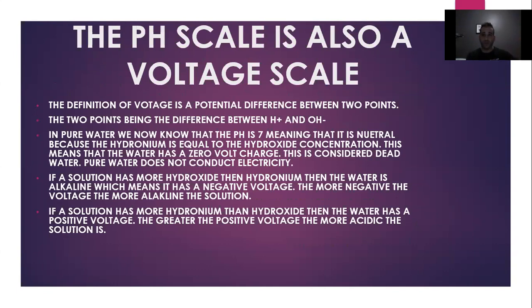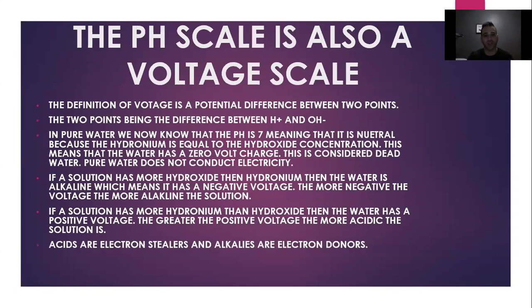The more positive, the lower the pH will go. The more negative, the higher the pH will go, okay? So as an example, if I have something that's a pH of 8 versus something that's a pH of 9, the pH of 9 will have more hydroxide, which means it will have a greater negative voltage than a pH of 8. Something that's a pH of 2, very acidic, will have more hydronium than something that's a pH of 5, and it will have a higher positive voltage.